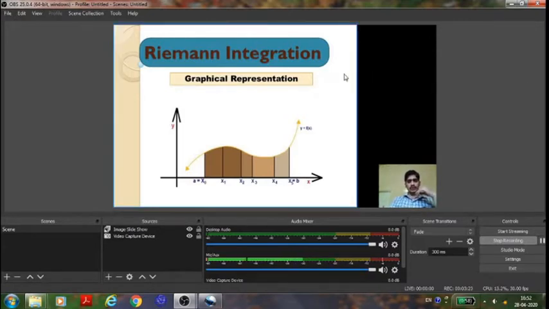Now look at this diagram, this graph. This is the function y equals f of x. Then what is the integration? Basically it is the area under the curve in the given region. Say this is a comma b. In between this a comma b there is an area, the shaded portion. This area has been divided into some parts, you can see. I'll tell you later what this means.